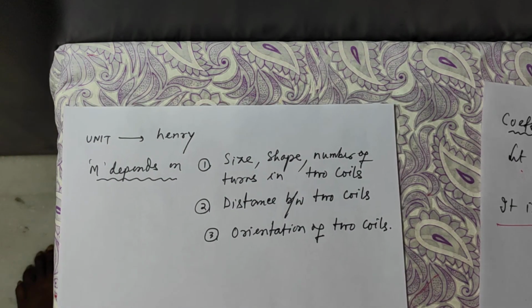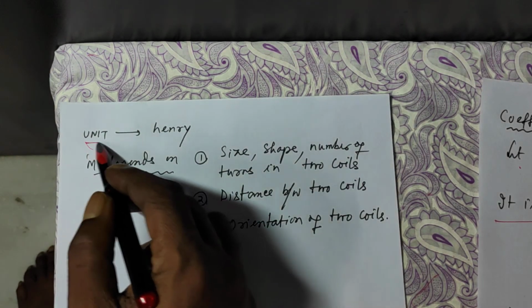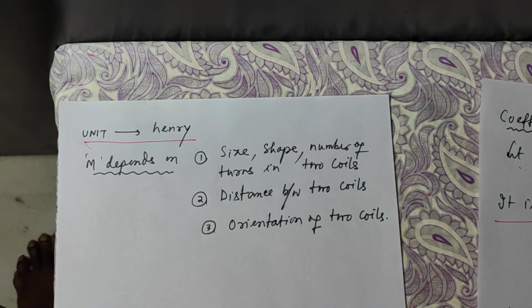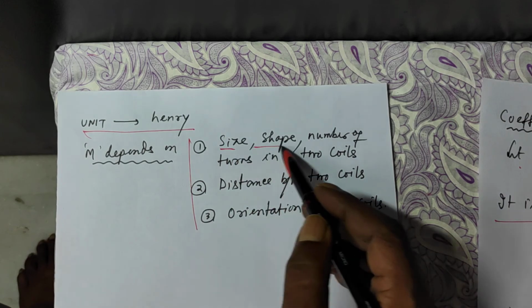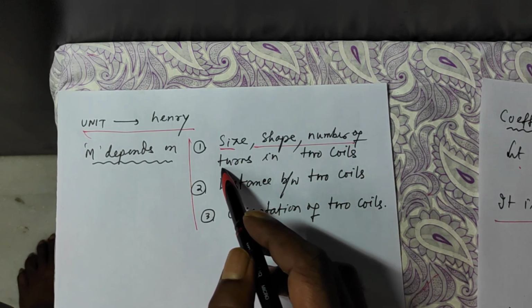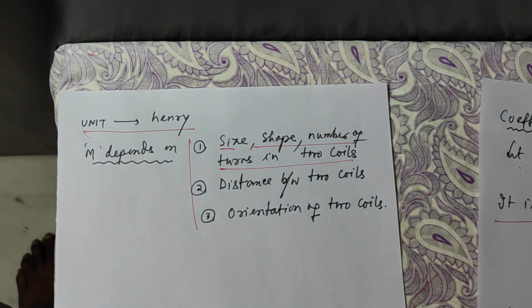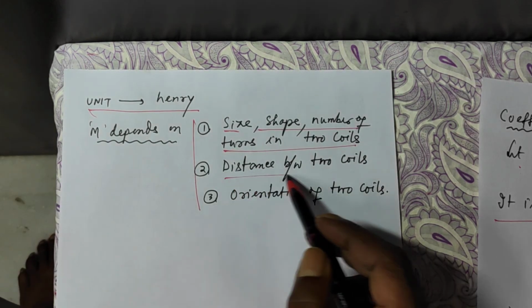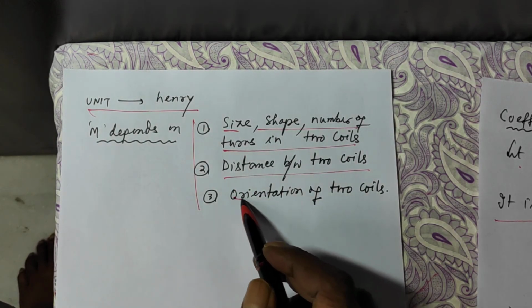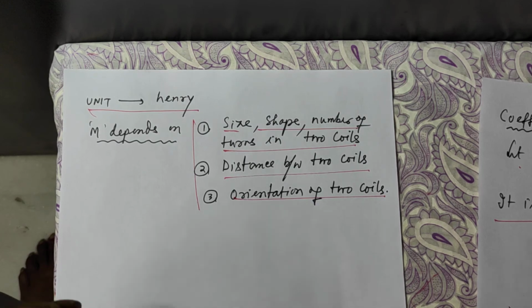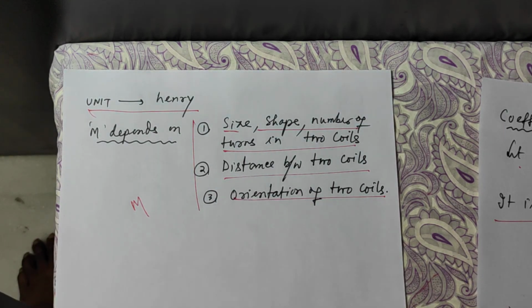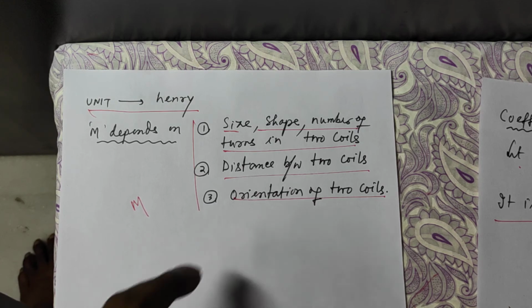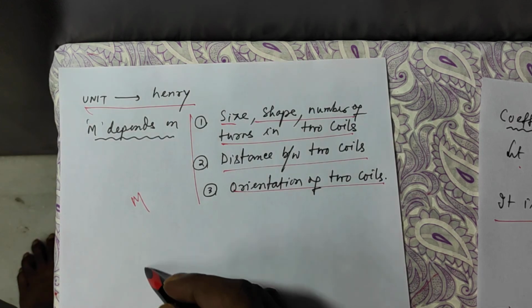And again, its unit is also henry, the way self-inductance is measured. M depends on size, shape, number of turns in the two coils, the geometry of the coils, the distance between the two coils, and the orientation of the two coils. If the coils are nearer, M will be more. If they are far, less flux will be associated, so M will be less.